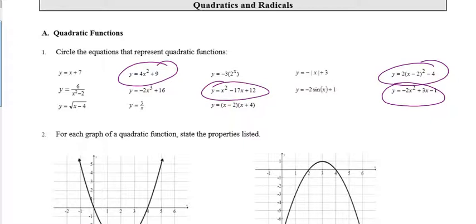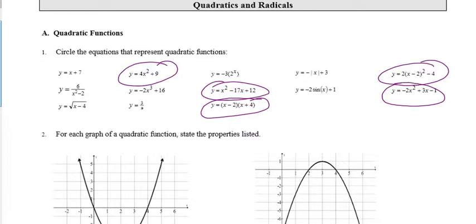Got a squared, but it is not a quadratic function because the squared can't be on the bottom. This one? No. Yes. This one? Yes. No. Because if you expand that, you get x squared plus 2x minus 8, which is a quadratic. Okay? This is the factored form, right?